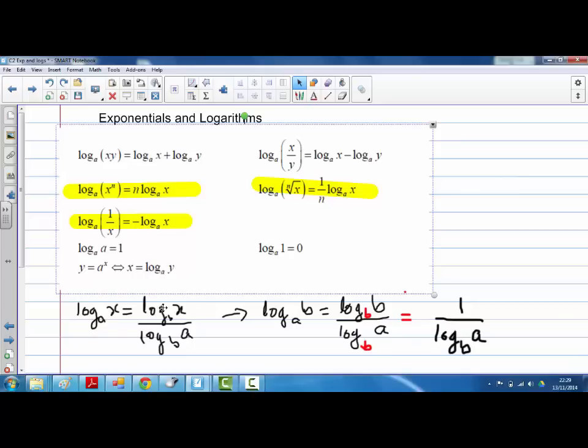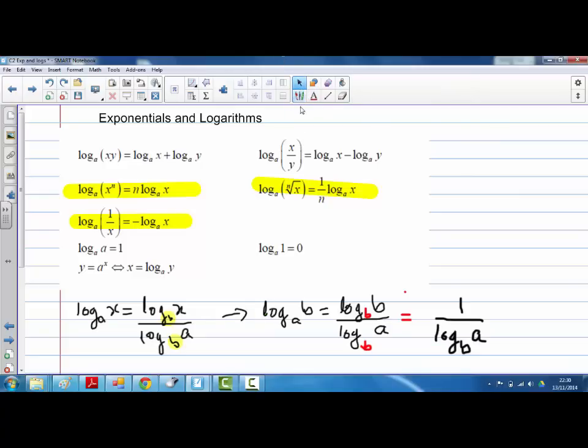Now, something to add to this, it's good to know, is the change of base law. So if I've got log a base x, I can write log x divided by log of a, and then I can choose whatever base I want. So I've just chosen an arbitrary letter b. Of course, this b can be any value or any number or letter that you want.